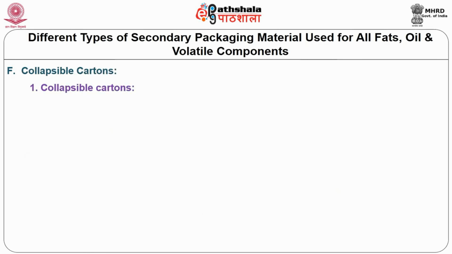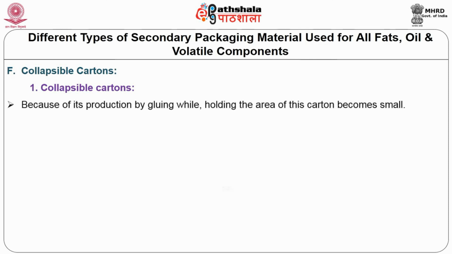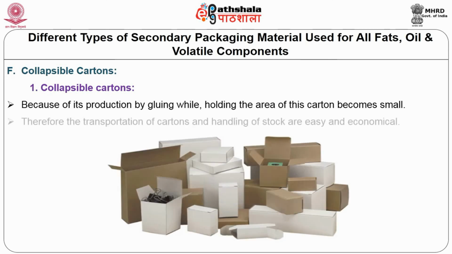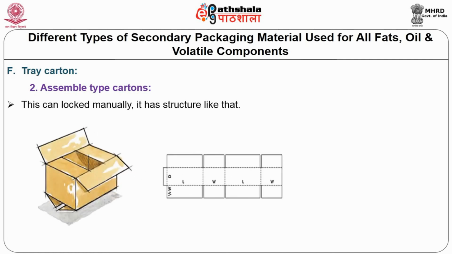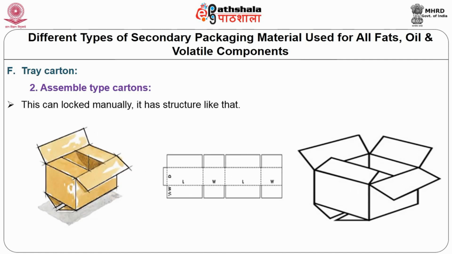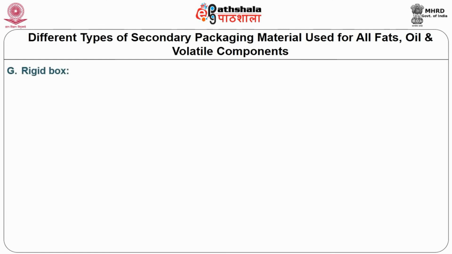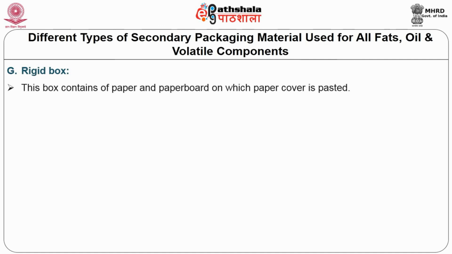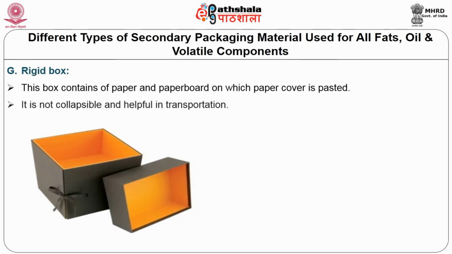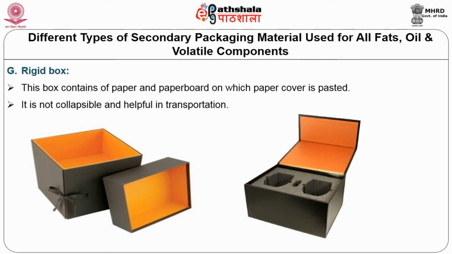Collapsible cartons are the most convenient type of tray carton. Because of its production by gluing while holding, the area of this carton becomes small. Therefore, the transportation of cartons and handling of stock are easy and economical. Assembled type cartons can be locked manually. It has structure like that. The next type of secondary packaging material is rigid box. This box consists of paper and paperboard on which paper cover is pasted. It is not collapsible and helpful in transportation.